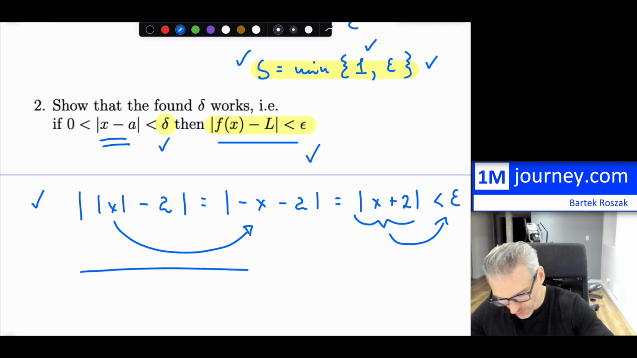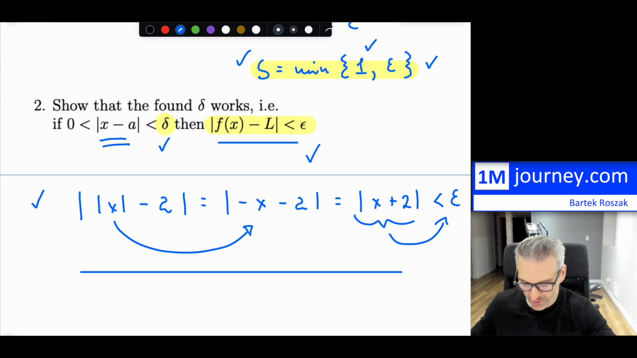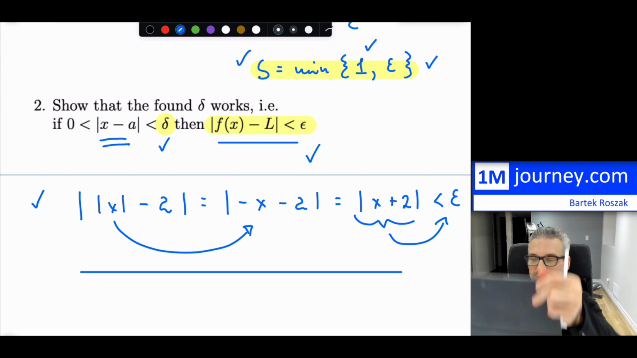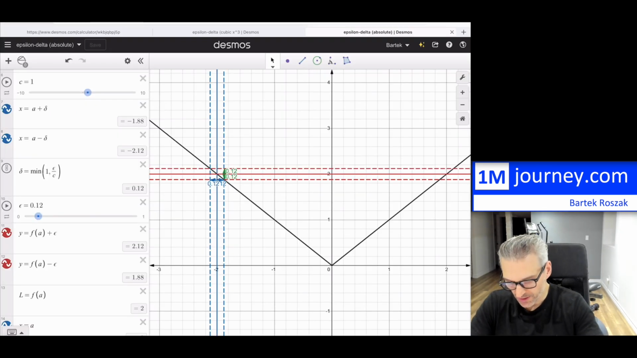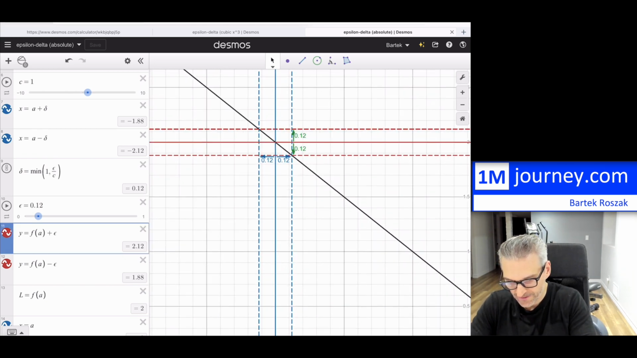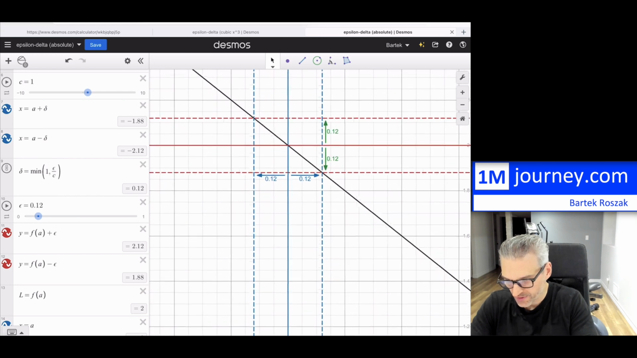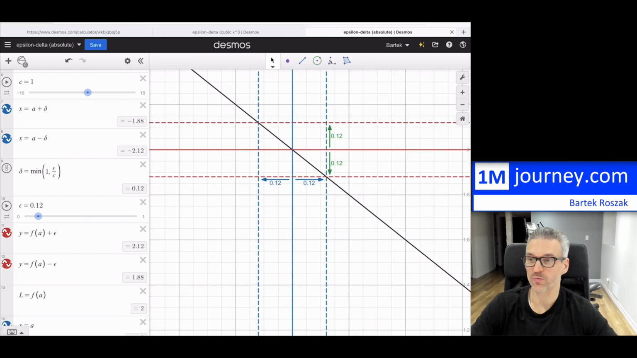Okay, so now for this example, if we take out the decimals, so here's decimals, let me zoom in, we're around negative 2, so you can see there, I have that set up. My C is equal to 1, so that gives me my delta as the minimum between 1 and epsilon over 1, which is just simply epsilon in this case, so they'll be the same.